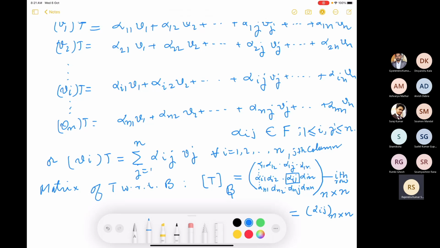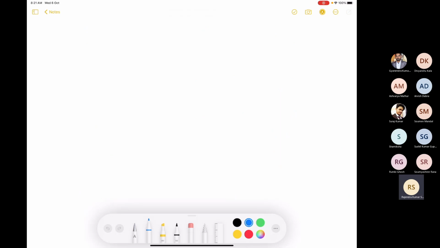So we shall have some simple examples, and then we shall see that there is a one-to-one correspondence between a linear transformation and its matrix with respect to a basis. So first, some examples. Let me take a simple example. The simplest example is the identity linear transformation, as we had seen here.